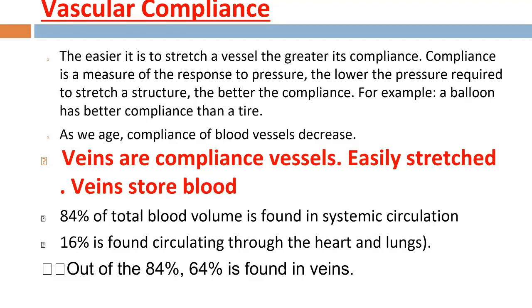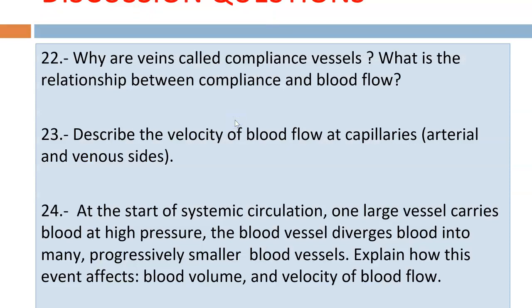They're easily stretched. At any given time, about 84% of the total volume of blood is found in systemic circulation. That means it's not in the heart or the lungs, but is actually flowing through the body. The other 16% is found in the heart and lungs. Out of that 84% that is circulating through the body, 64% is found in veins. A lot more than half of it is found in veins. So veins are called compliance vessels. That is one way in which the body is going to store blood, by pulling it into the veins.